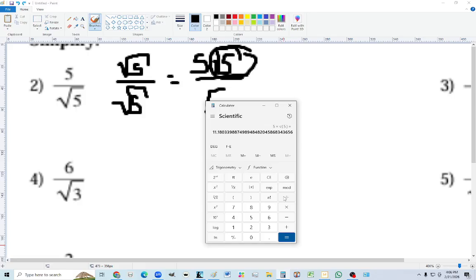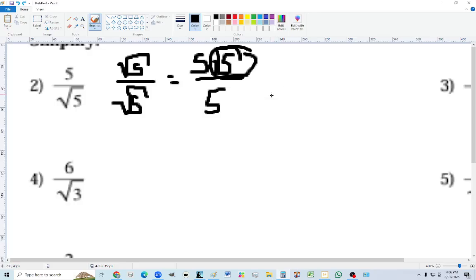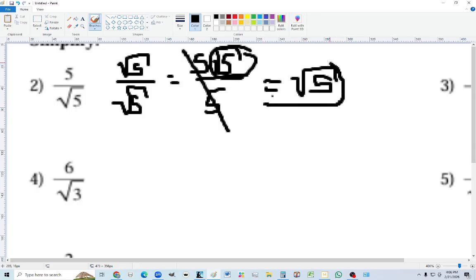And then divide it by... this is going to be simplified actually. Because, sorry, you can see that these are canceled. And it's simply the square root of 5. So in this case, you would just leave it like that.